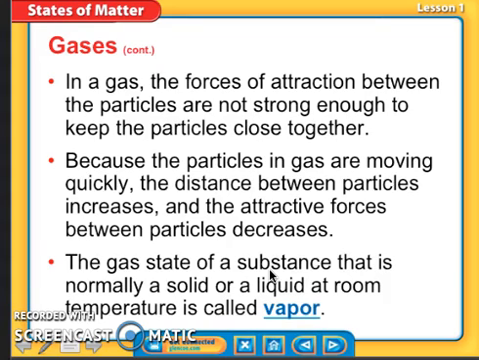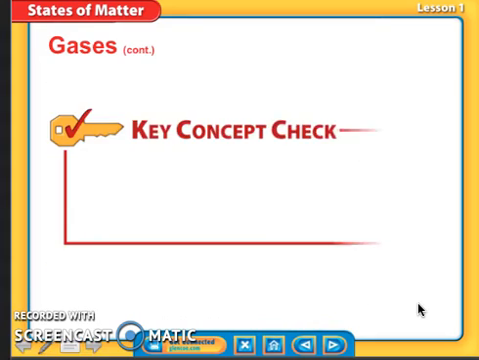The gas state of a substance that is normally a solid or liquid at room temperature is called a vapor. You can write this word down. I want you to think of some examples of a vapor, something that's a gas that's normally a solid or liquid at room temperature. If you've ever boiled water, you've seen vapor. You see the steam coming off of there? Sometimes you see steam coming off things. Water vapor. Water can turn into a gas very easily, and we'll do some labs with that coming up soon.